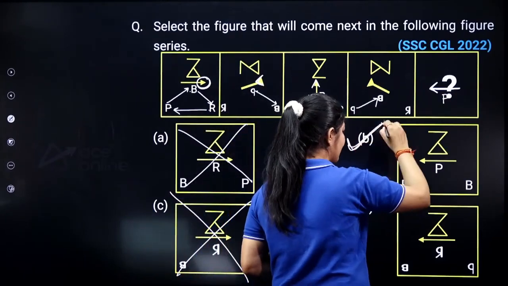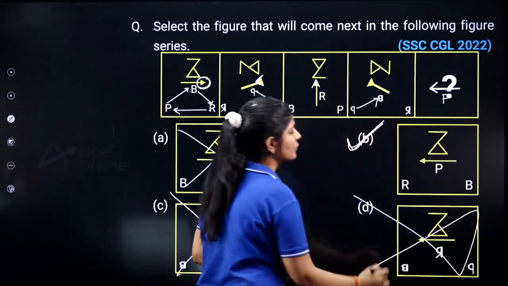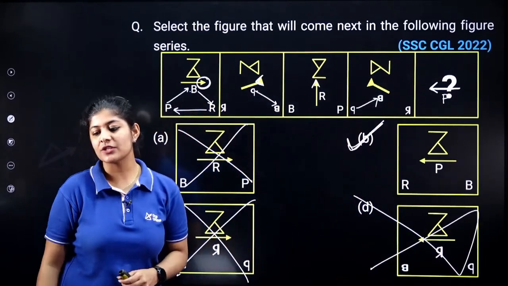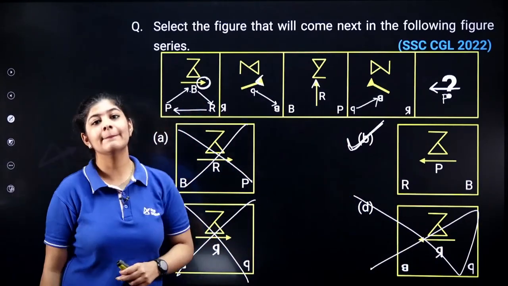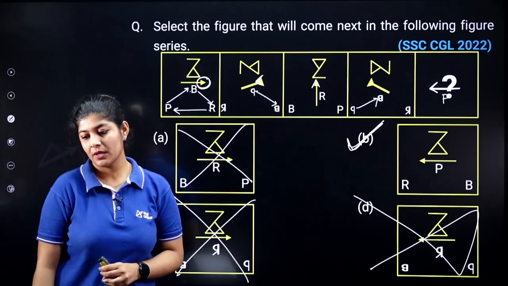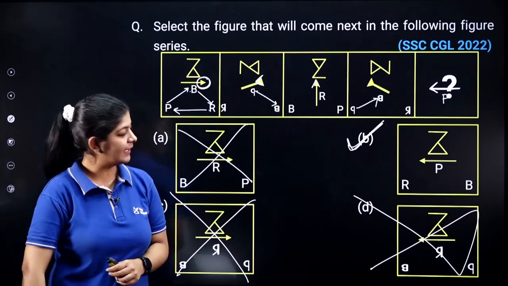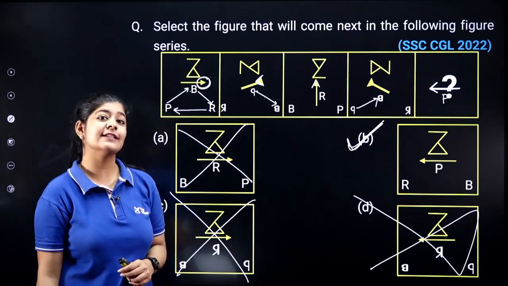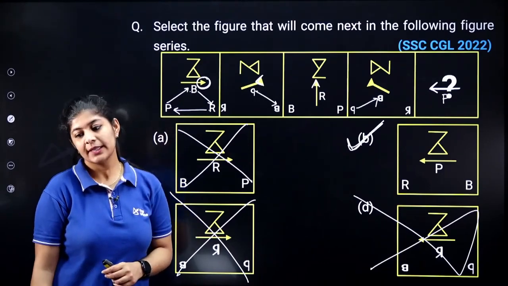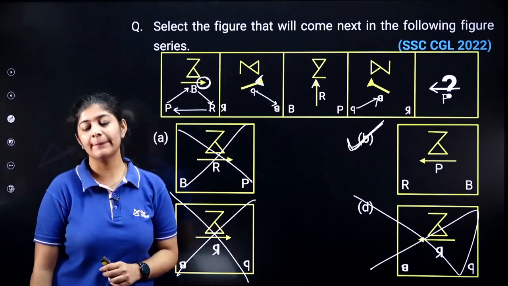That means option number B is the correct one and option number D is also eliminated. The correct answer over here is your option number B, not D. Very good D, very good Kapildev, but you need to analyze the figures carefully. The correct answer over here is your option number B.